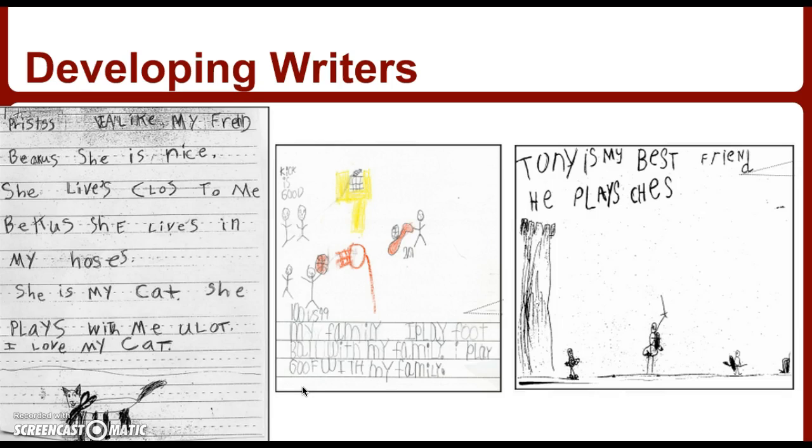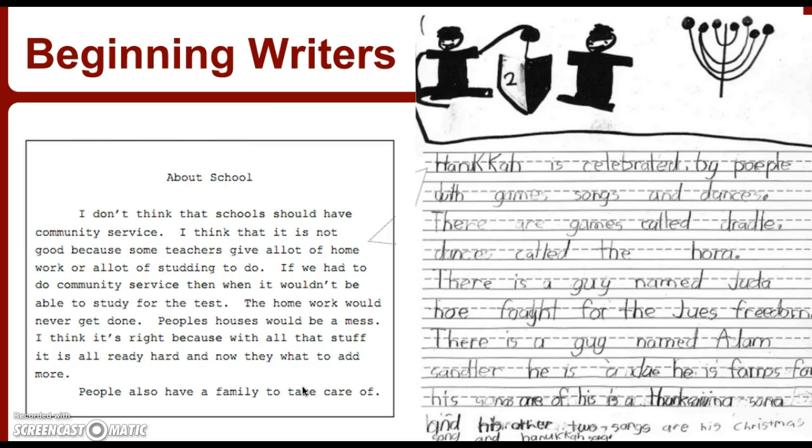Our third stage is beginning writers. At this stage, the writer's development is generally an expanded list of additional details or reasons. They may have simple organization, usually list or chronology, dependent on oral thought patterns. They write ideas as they occur.